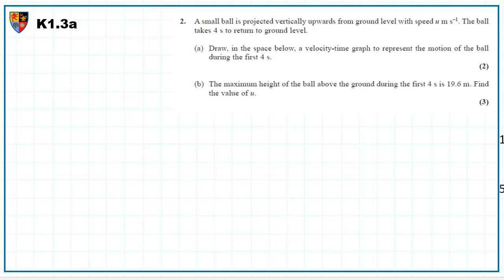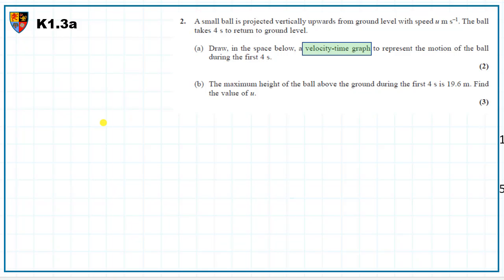Number 3. Let's get going with number 3. Let's see what's happening here. We have been asked to draw a velocity time graph. Now, this is different. In the previous questions, what we've done so far is draw a speed time graph. And what's the difference? What is the difference between speed and velocity?